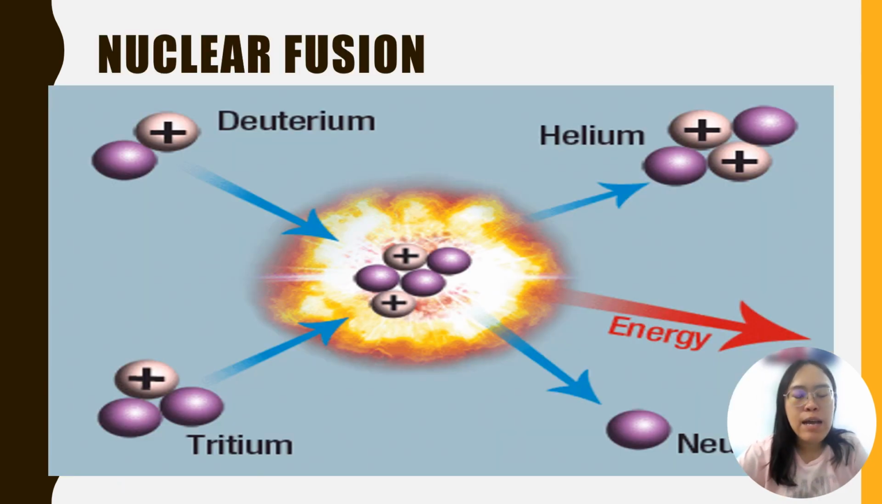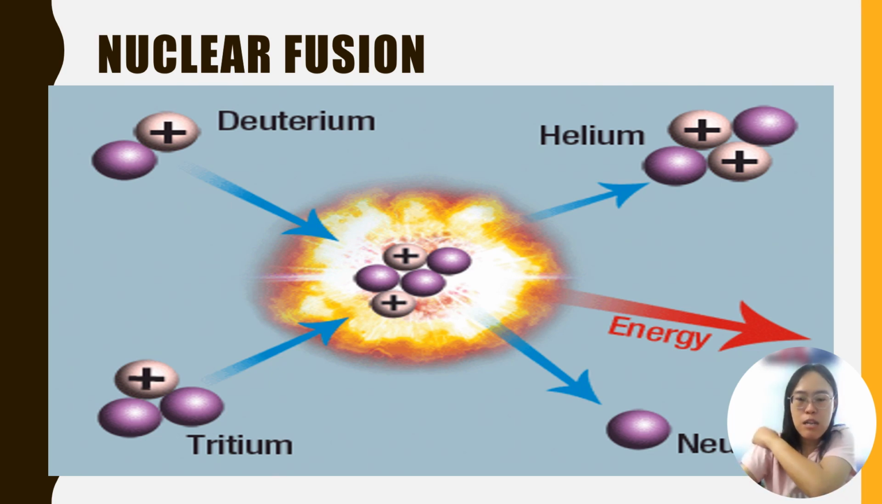Okay, next is nuclear fusion. For nuclear fission, a heavier nucleus is bombarded by a neutron, it will split into 2 lighter nuclei and release nuclear energy. Whereas in nuclear fusion, 2 lighter nuclei will fuse together to become one heavier nucleus, and at the same time release nuclear energy.